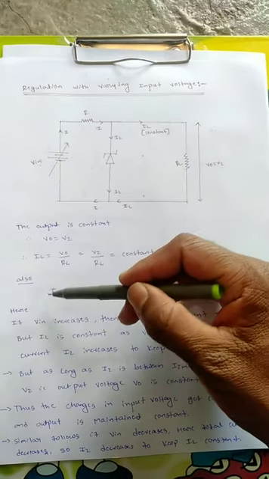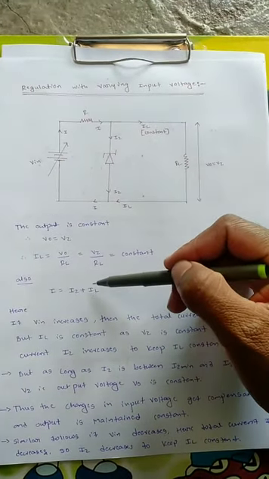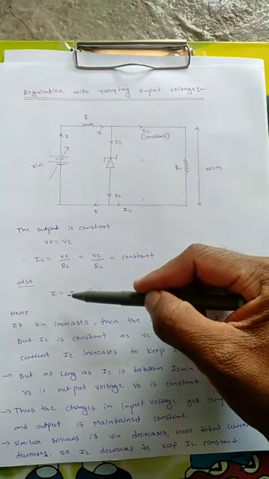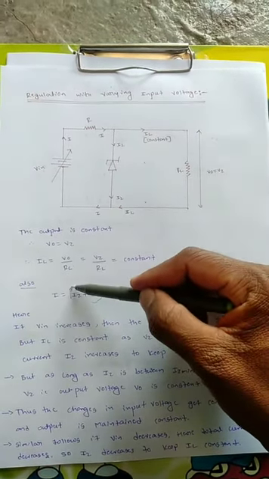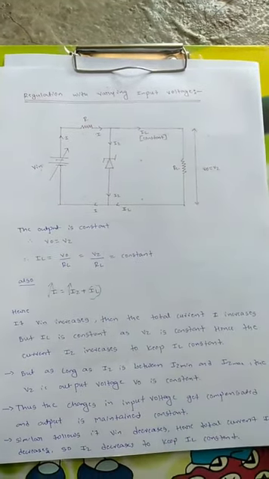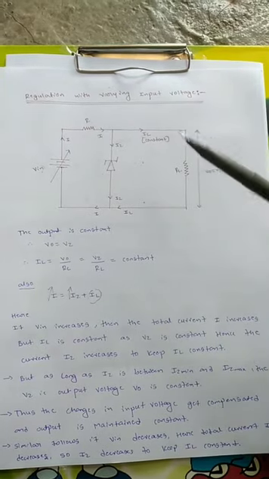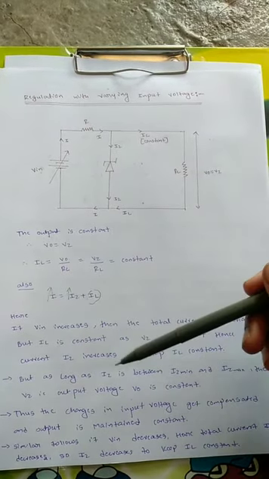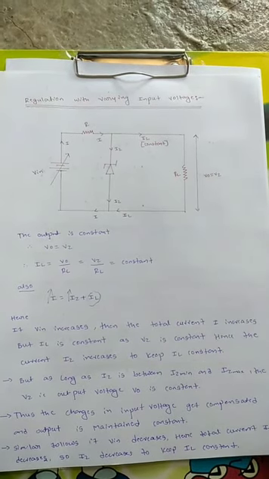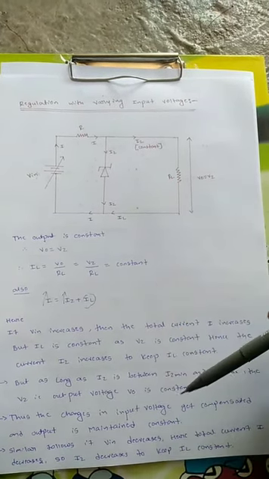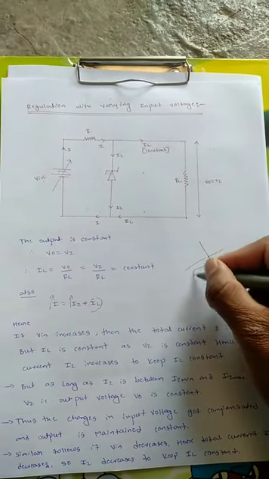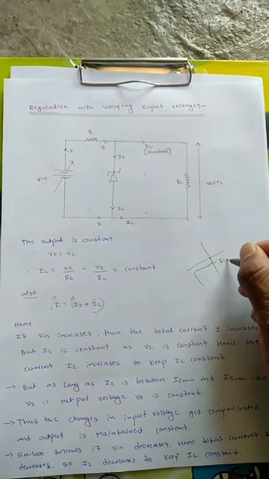So if I increases, then as IL is constant because it is the current flowing through the load, in order to compensate for that, IZ also increases. That is, the current through the Zener diode increases because IL is constant here. But as long as IZ is between IZ minimum and IZ maximum, the output voltage is constant.